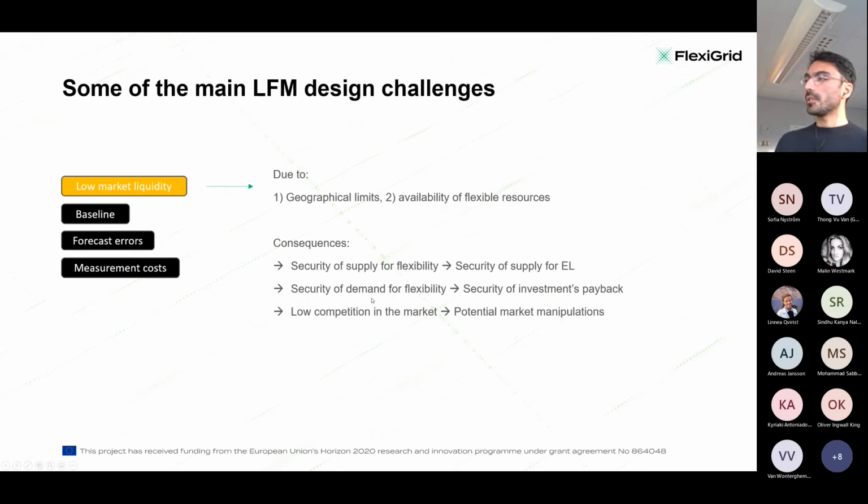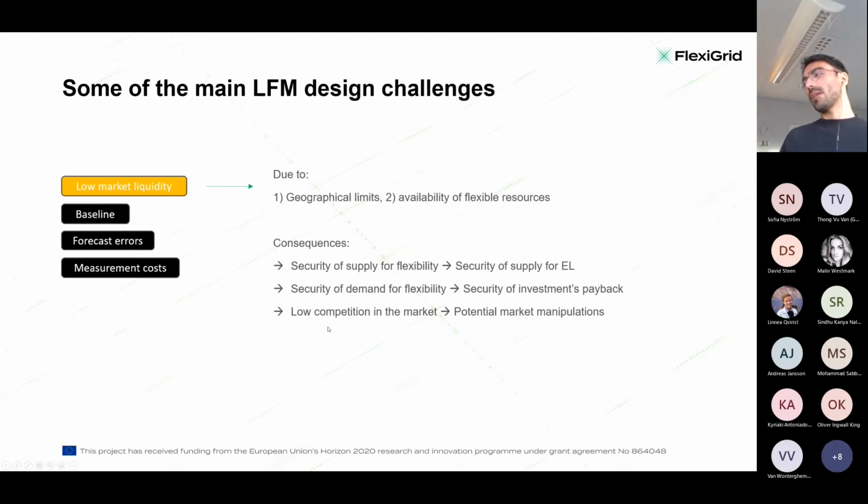It's the same also for the demand for flexibility. Let's say I'm a flexibility service provider. I have invested in flexible assets, but I'm not sure if there will be a need for this flexibility that I can provide later. Then how can I be sure that my investments will be paid back? So that's another challenge if we don't have a liquid market.